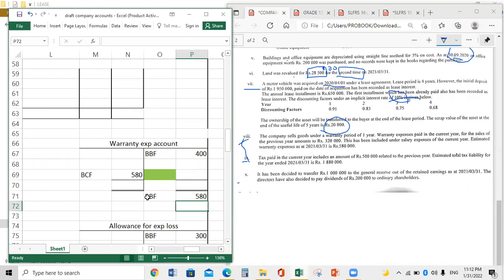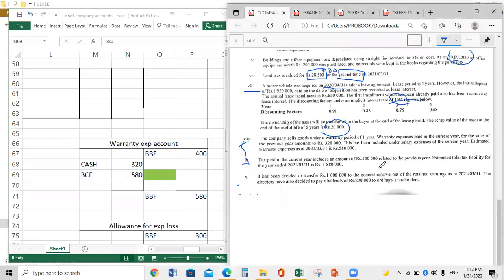Okay. Now see here. What is the paid amount? How much have they paid? When you pay for warranty, guys, cash goes out and warranty expense should be debit. So go to your warranty expense and say cash. How much did you pay in cash? 320. But there is a problem. There's a correction of error here. Where have they gone and recorded the warranty expense paid?